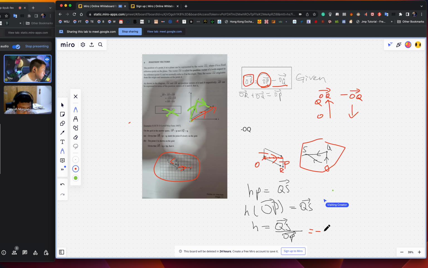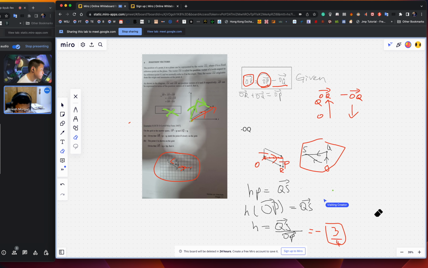Okay, so the negative in front will show that actually these two have different directions, and then the factor later is just that QS is how many units? QS is 3 units, right? Then the OP is how many units? 4. But then that means you need to have the minus sign in front to take care of the difference in direction. Understand my point? So H is equal to this, 3/4. Does it make sense to you?